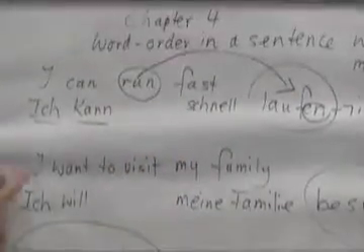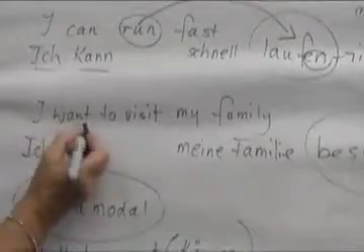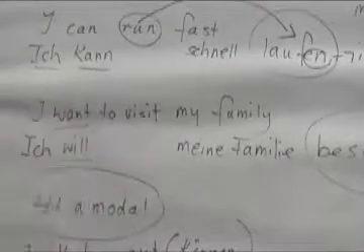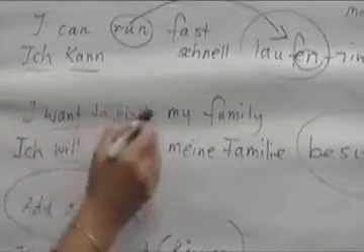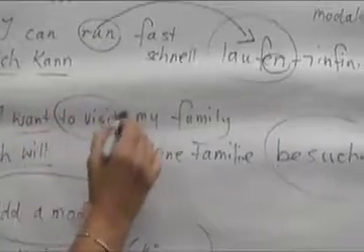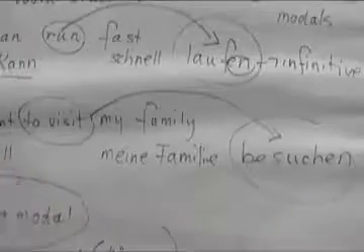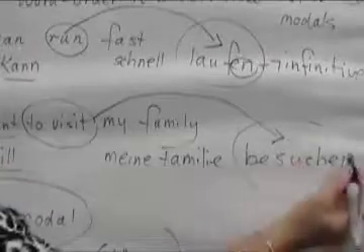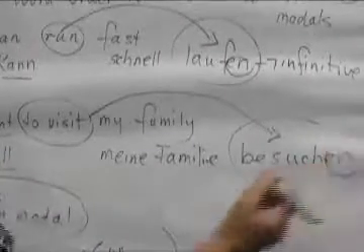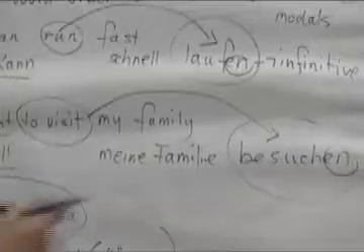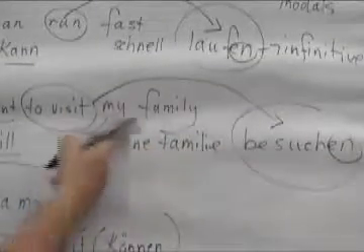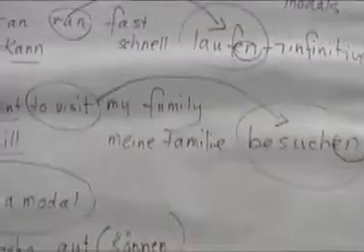The second sentence, I want to visit my family. Again, I want, subject, verb, same as in English. To visit gets pushed all the way to the end of the sentence. To visit is besuchen. Again, the verb besuchen has to be in its infinitive form and end in en. And meine Familie stays where it is in the English sentence.